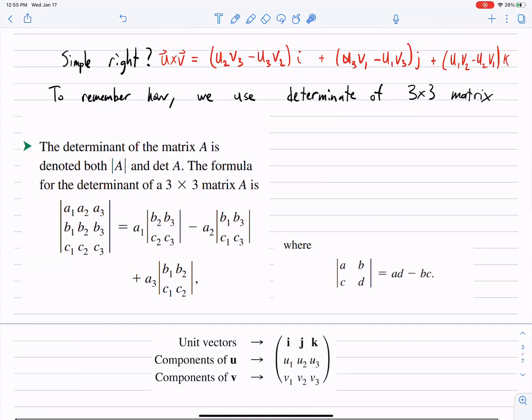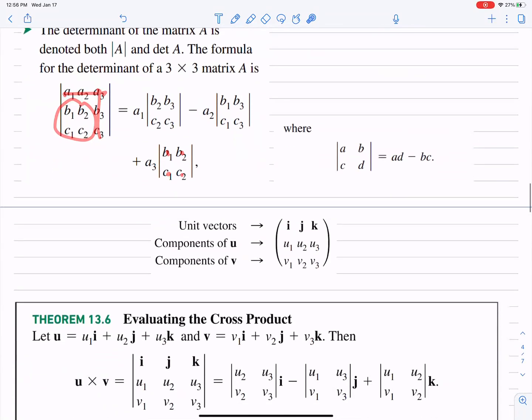And then you're going to cross out. So when you do the A1, you're going to cross out its column and its row, and then take the determinant of what's remaining. The determinant of what's remaining is B2, B3, C2, C3. And to take that determinant, you cross multiply and take the difference. Then you do minus A2, cross out its column and row, and what's remaining is B1, C1, and B3, C3. And then for A3, you cross out its column and row, and you have B1, B2, C1, C2 remaining. So this is how you do a 3 by 3 determinant.